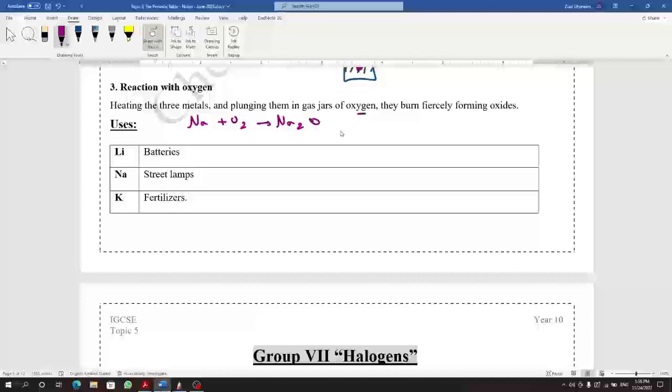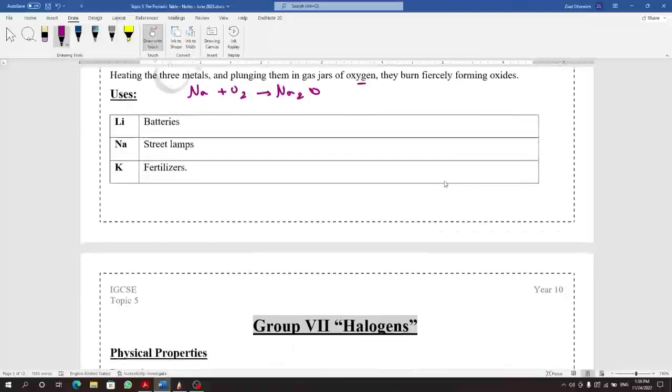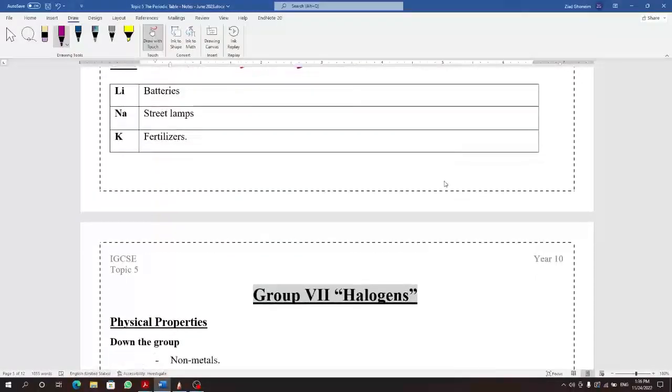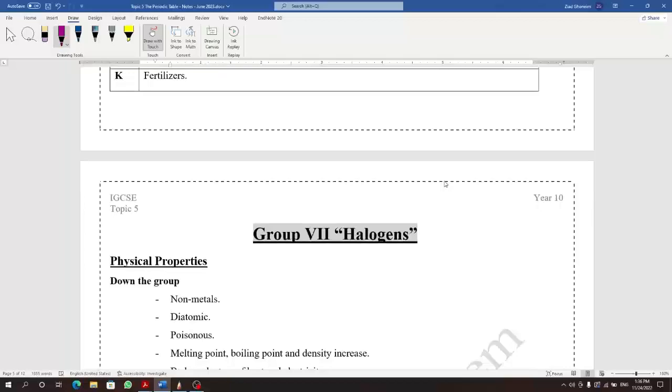Alkali metals have very important uses. Lithium is used in batteries like mobile batteries, laptop batteries, and so on. Sodium is used in street lamps and in car lamps as well, because it gives very, very bright light. Potassium is used in making fertilizers to improve the quality of the soil. Okay, so that was it for metals, or alkali metals, group 1 metals.